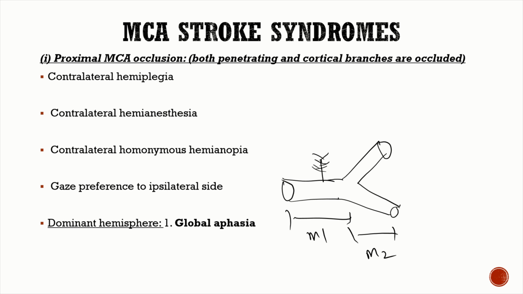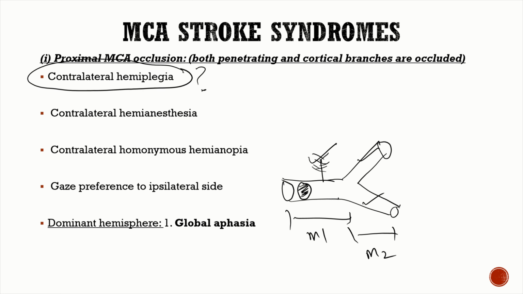Okay, now let's say we have an occlusion over here, that is a proximal MCA occlusion. So here what's going to happen, your lenticular branches are going to get involved, your superior division is going to get involved, and the inferior division also is going to get involved. So what are the different clinical features? So you're going to get contralateral hemiplegia.